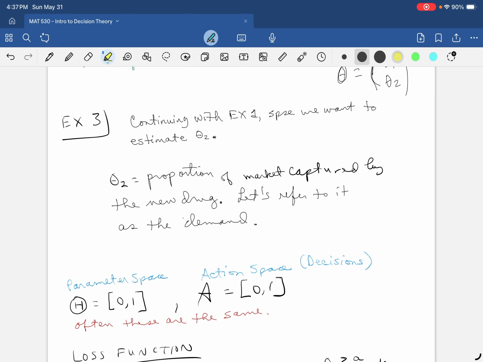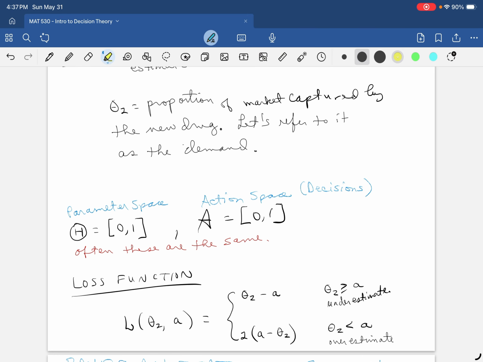And so now we want to look at the loss. So our loss function here, we look at two different parts. So in the first case, if little a is less than or equal to theta 2, so if we underestimate the proportion of the market, or if we underestimate the demand, then we're going to say the loss is theta 2 minus a. And you can see that that would be a non-negative value. So since we're talking in terms of loss, positive is bad and negative would be good, because a negative loss would be a gain of some sort.